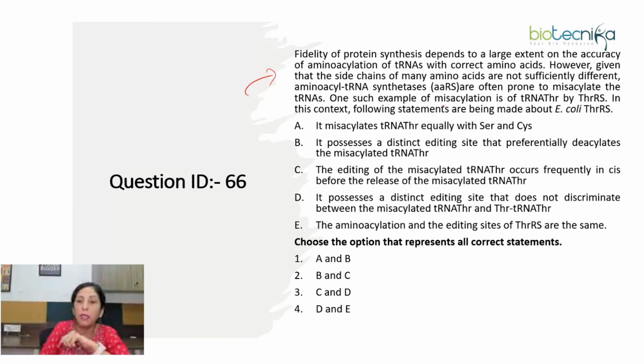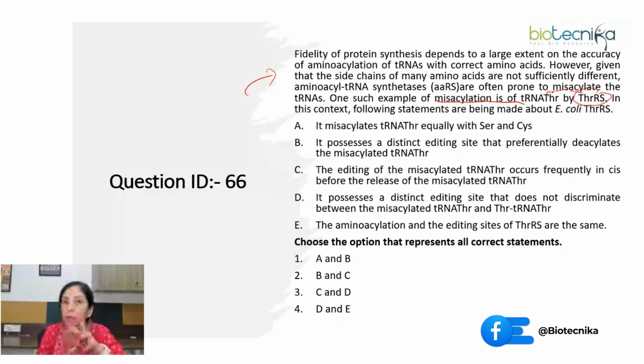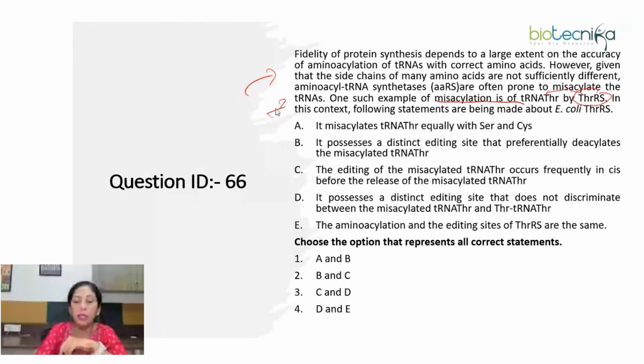Now this question talks about the misacylation that could be done by the amino acyl synthetase for threonine, while adding the amino acid to its tRNA. Every amino acyl synthetase will be adding the right amino acid to the right tRNA. However, it has been asked that misacylation may occur. It may add some wrong amino acid to the respective tRNA. So what are the statements which we could consider correct related to this?